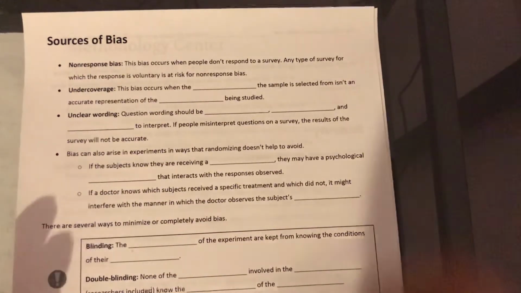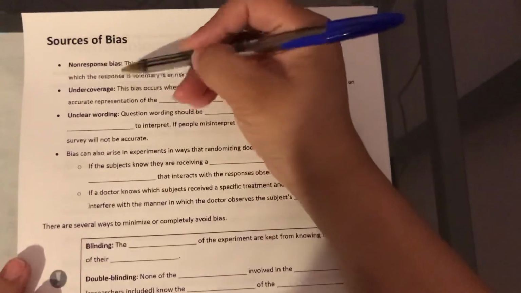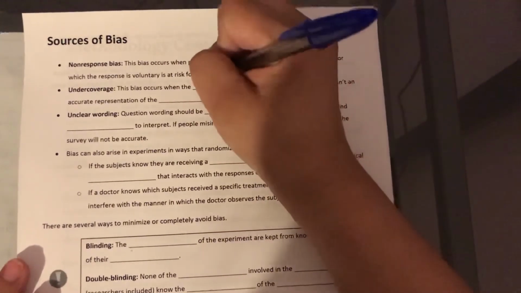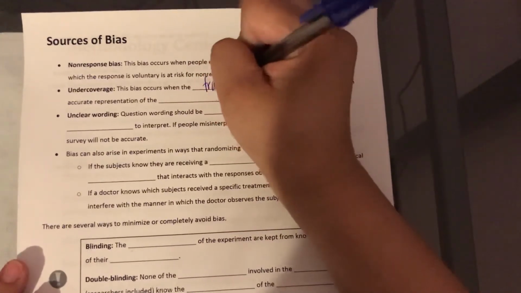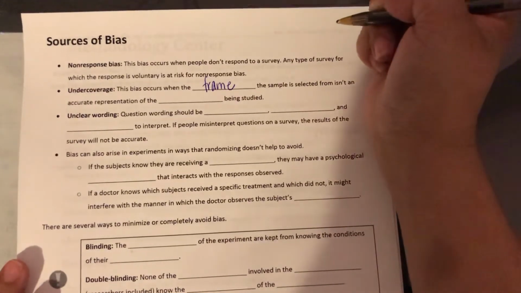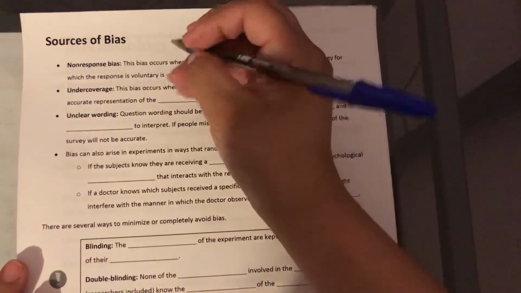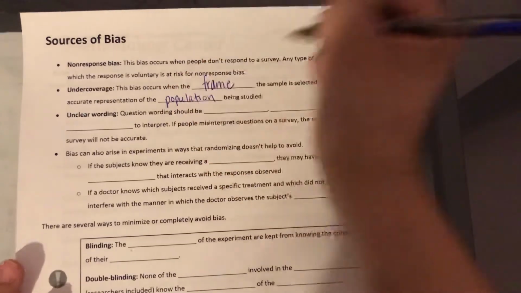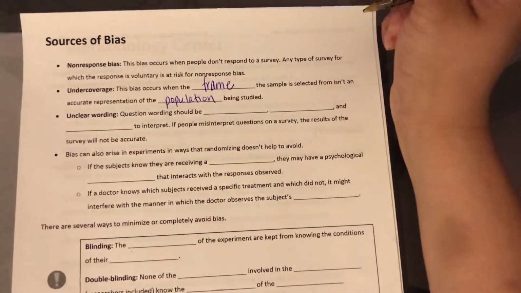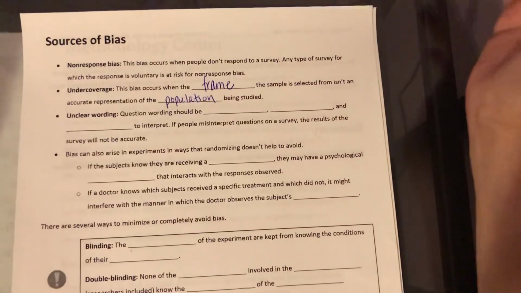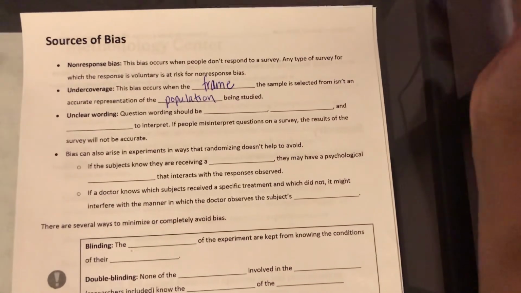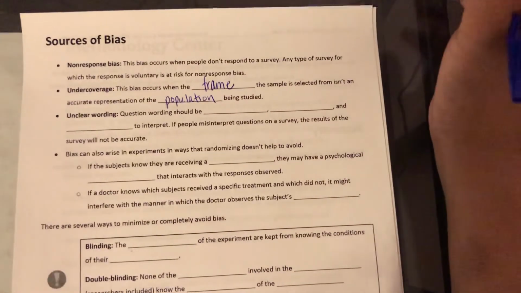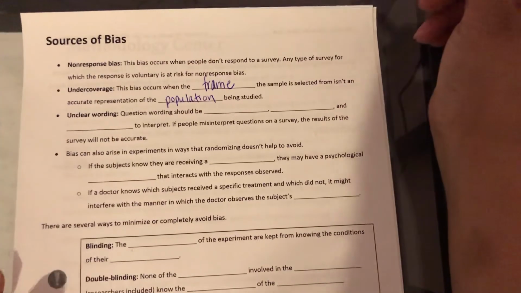Okay, another kind of bias is undercoverage. This bias occurs when the frame the sample is selected from isn't an accurate representation of the population being studied. So we kind of talked about this before. Basically, you didn't have a wide enough sample. The sample that you're taking had too little, and so forth, and that's going to be undercoverage.